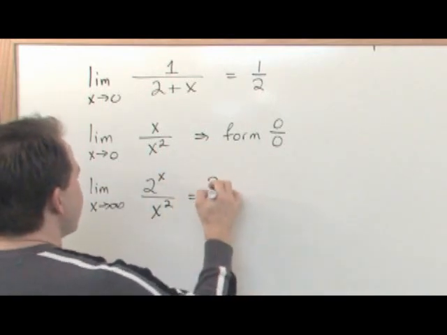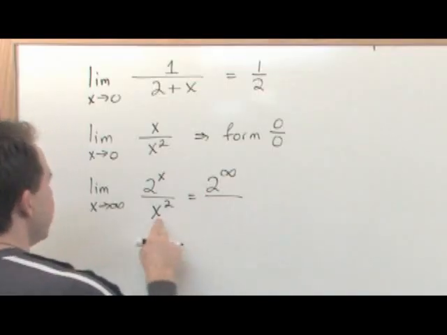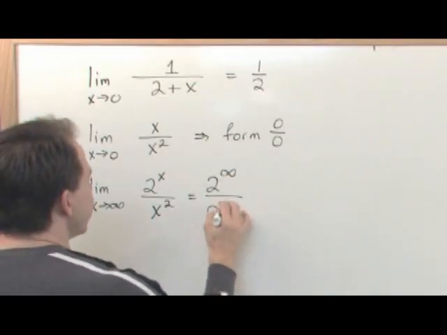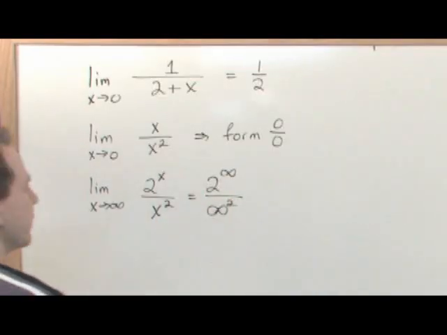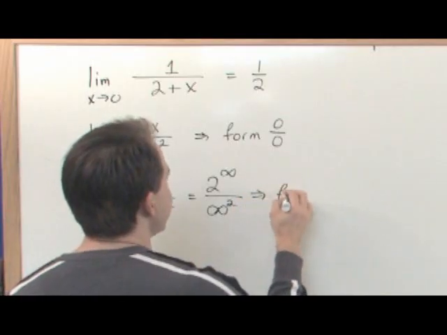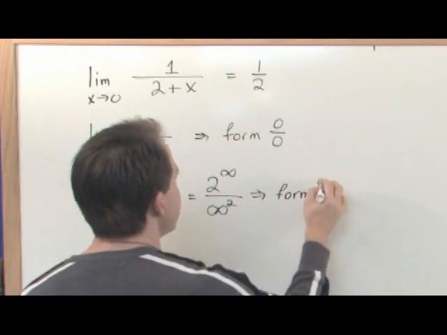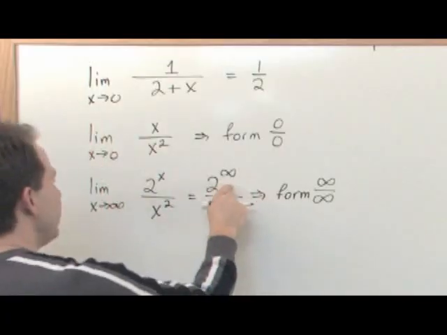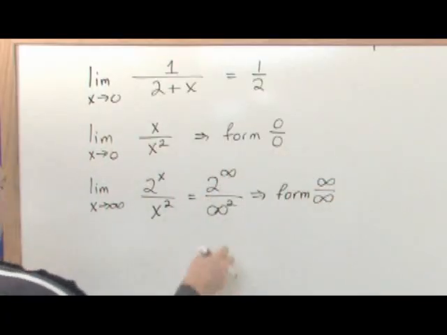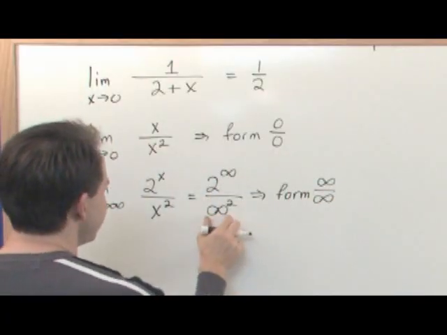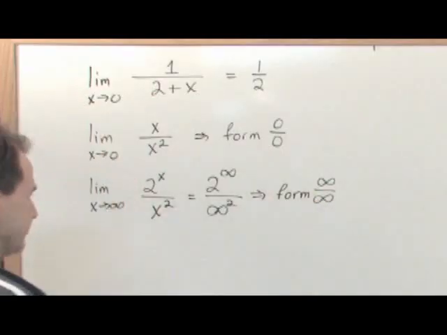Okay, so what you're going to have is 2 to the infinity power, right? And then on the bottom you're going to have infinity squared. So those are both big numbers, right? So you're going to say it's still the same form. It has a form of infinity over infinity, because 2 to the infinite power is infinity. And certainly if you take infinity and square it, you're still going to get infinity.